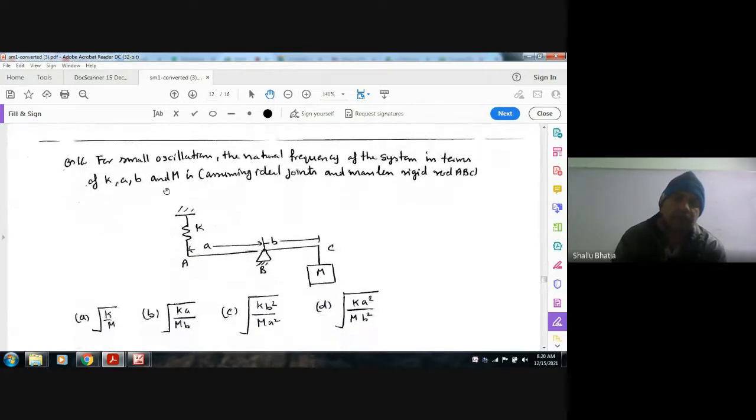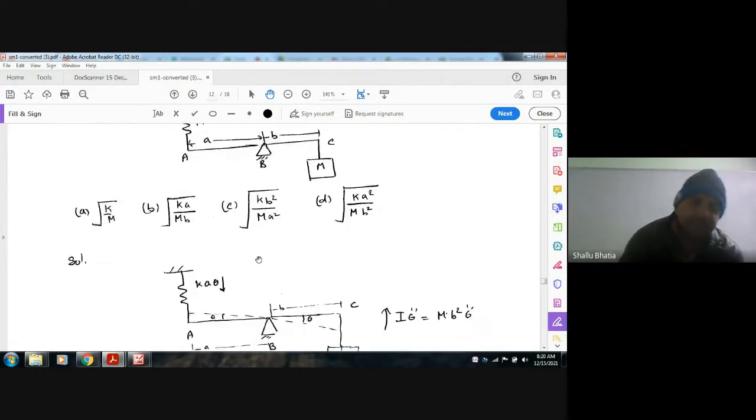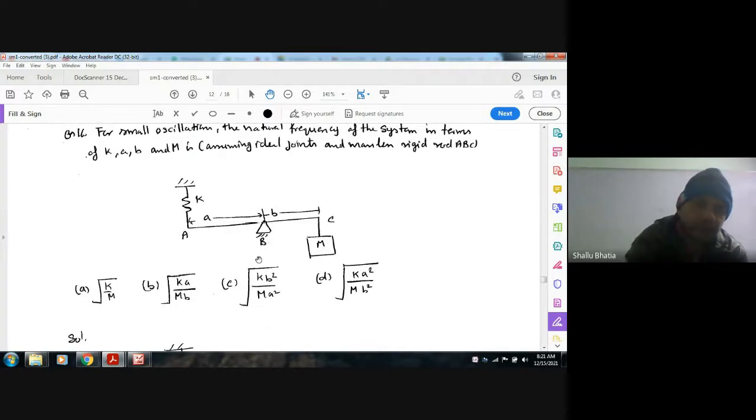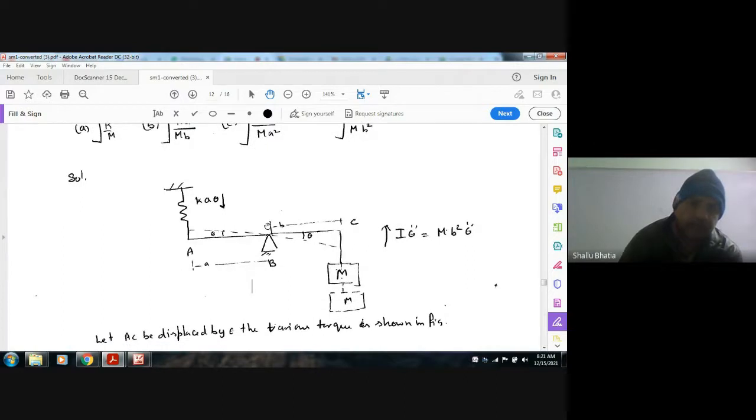for small oscillation, the natural frequency of the system in terms of K, a, b, and m is, assuming ideal joints and a massless rigid rod ABC. So we have to find out the natural frequency of the system. K is the stiffness, a is a distance from the fulcrum, and b is a distance to m. When we rotate or displace this about the fulcrum, then this displacement is theta, and this is theta.